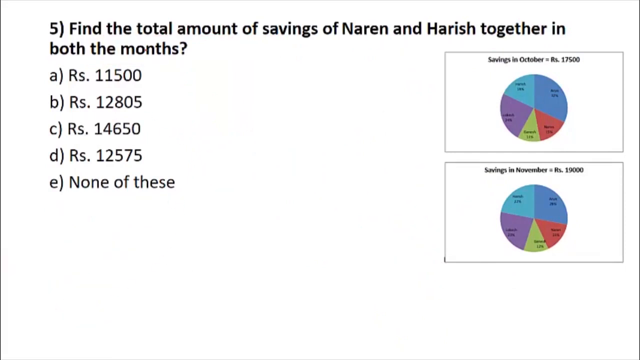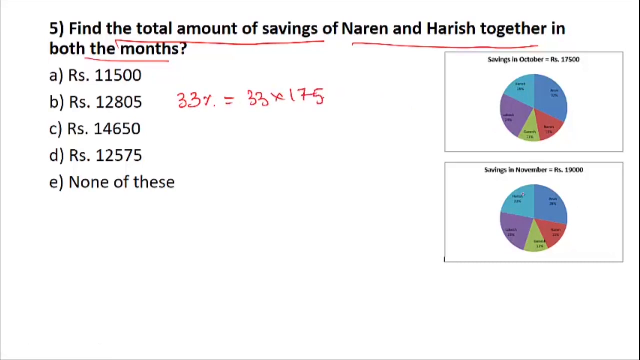Let us read what the question says. You have to find the total amount of saving of Naren and Harish together in both the months. So the question is very straightforward. What you have to do is simply find the sum. Let us see Naren and Harish in the month of October, how much it is. Naren is 15% and Harish is 18%. So 15 plus 18 is 33%, and 1% is equivalent to 175.